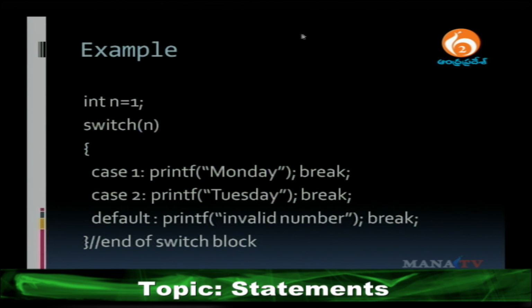For example, int n equal to 1. So, 1 is stored in the integer variable n. Next I am writing switch of n. Switch of n means 1. So, wherever the case matches 1, only that case is executed, which means here case 1 is executed. Case 2 and default are skipped.